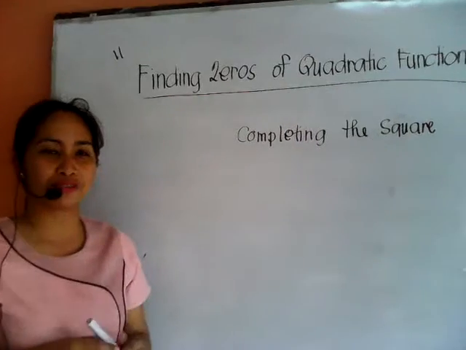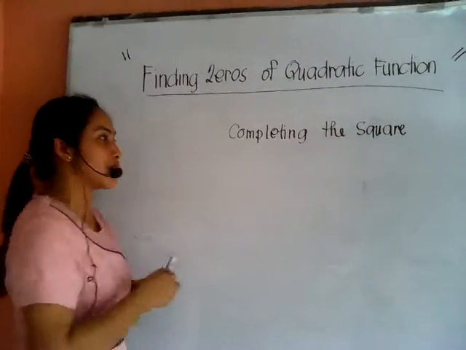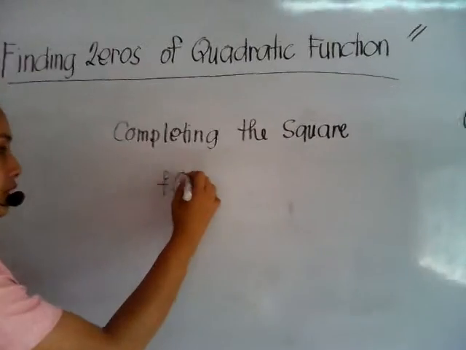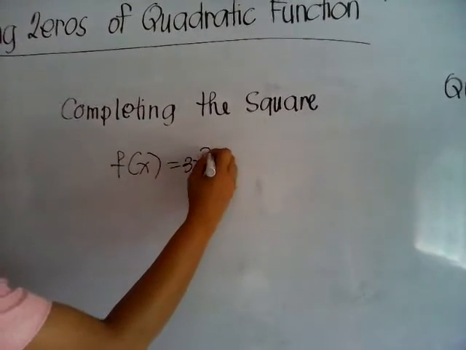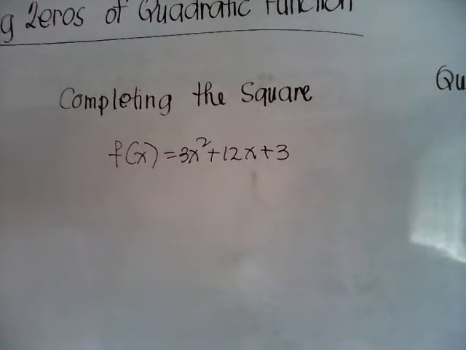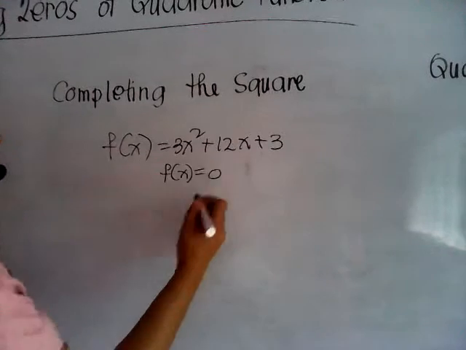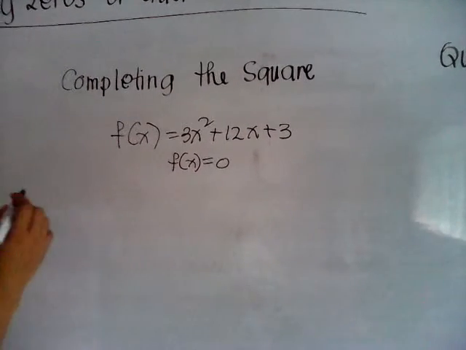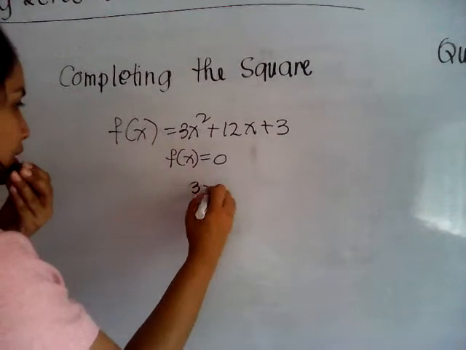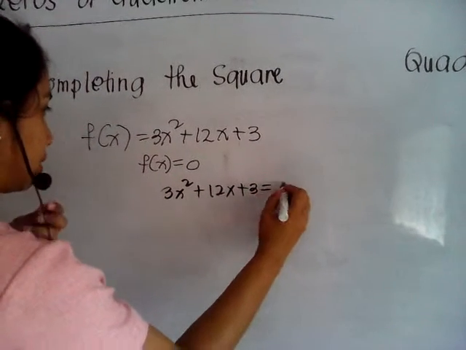Find the zeros of a quadratic function by completing the square and the quadratic formula. For example, we have f of x equals 3x squared plus 12x plus 3. The first thing you have to do is let f of x equal 0, and then rewrite the function into an equation. We have 3x squared plus 12x plus 3 equals 0.